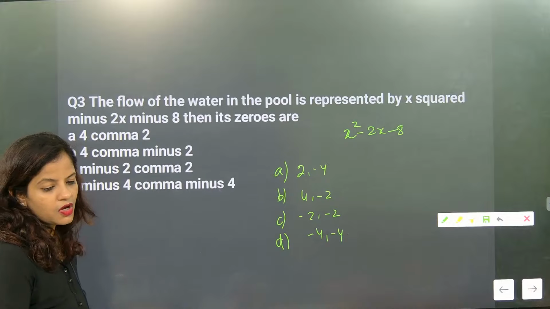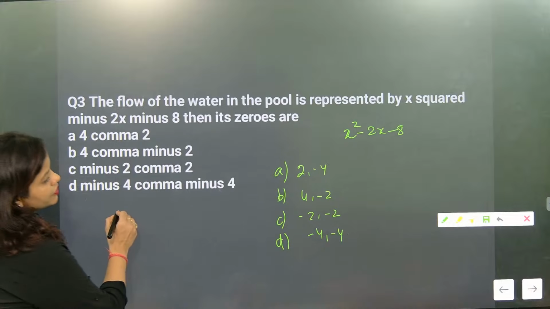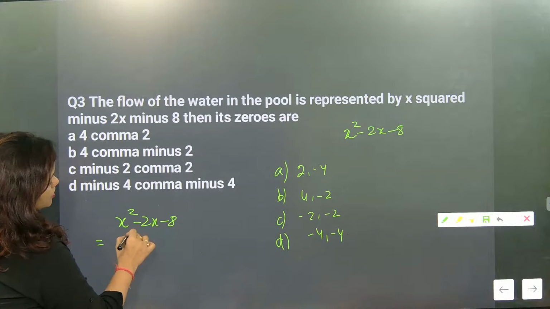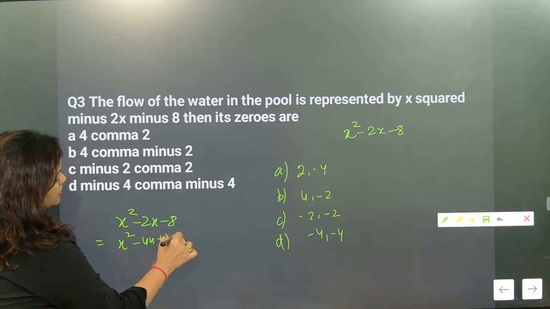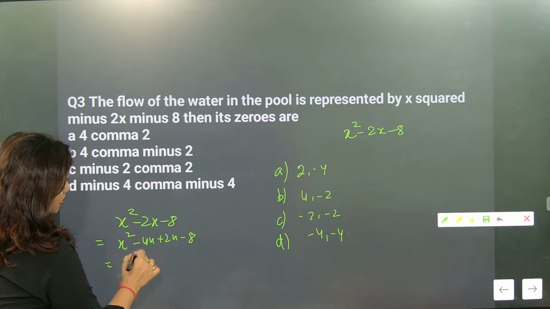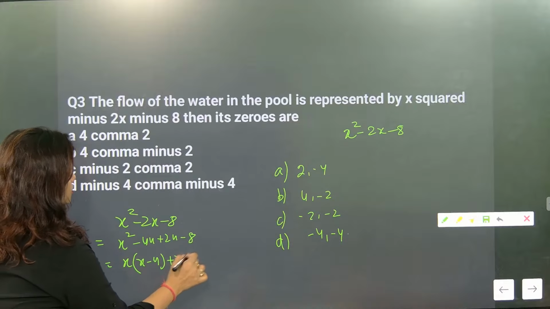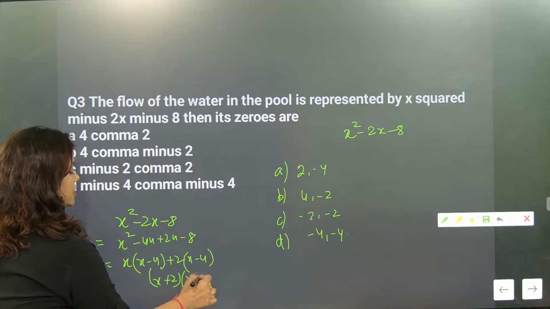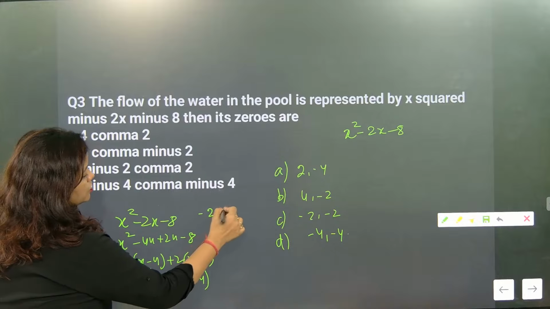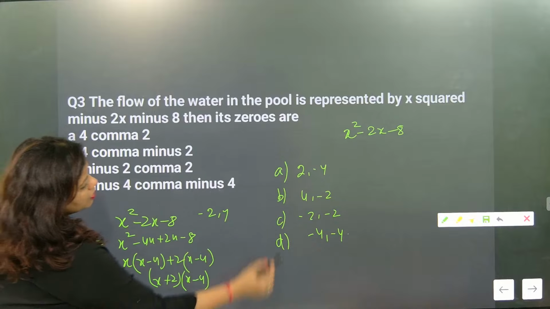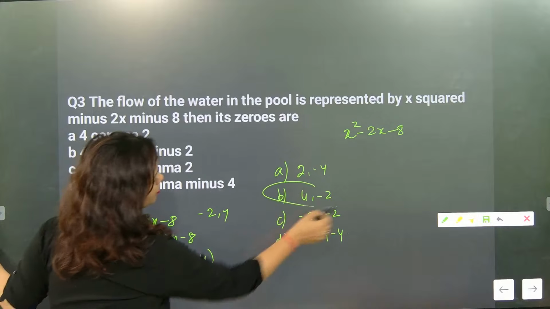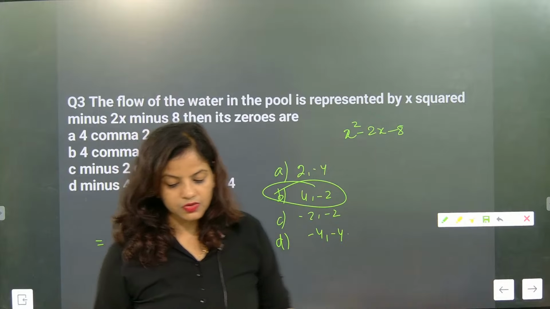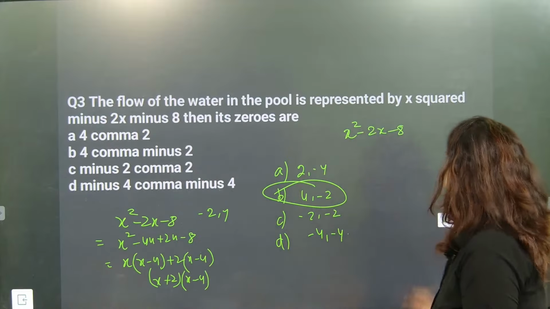Very good. So how are we going to form? It's not a tough question. Here x square minus 2x minus 8 will be there. So x square minus 4x plus 2x minus 8. X minus 4 plus 2 x minus 4. So x plus 2 x minus 4. So definitely the answer is minus 2 comma 4. So B is going to be the answer. Absolutely correct. Minus 2 comma 4. Okay, we'll go for the next question, please.